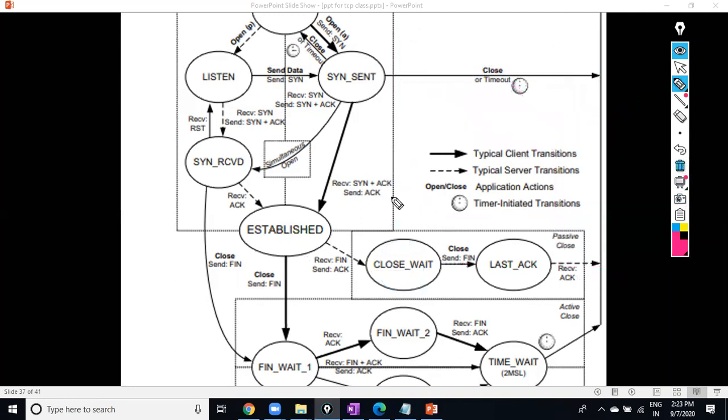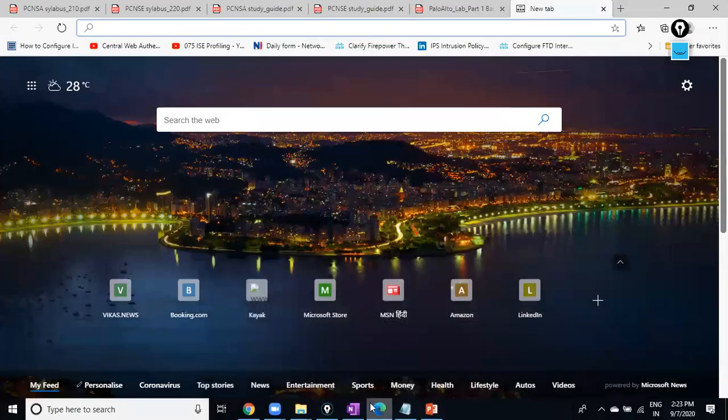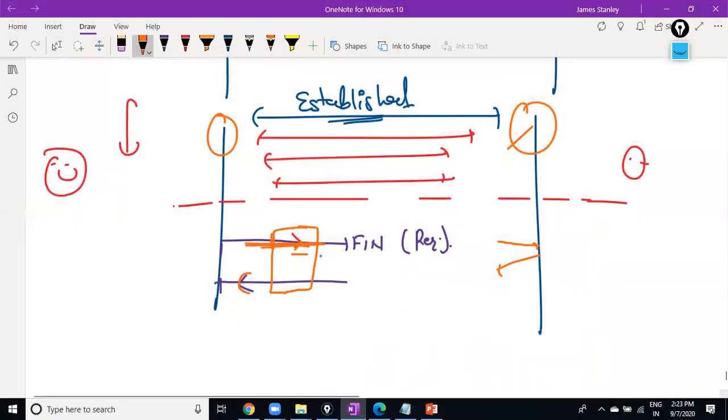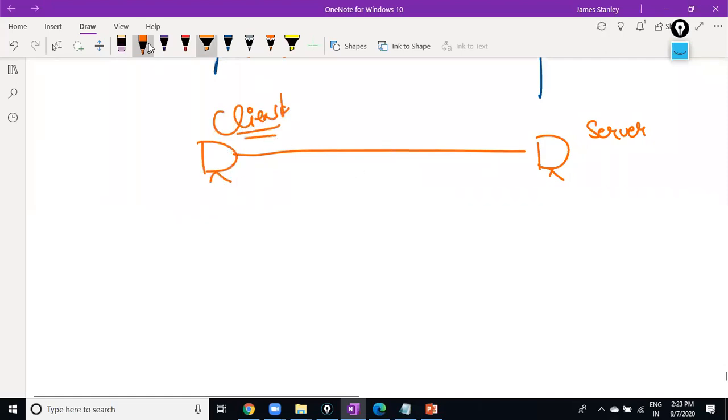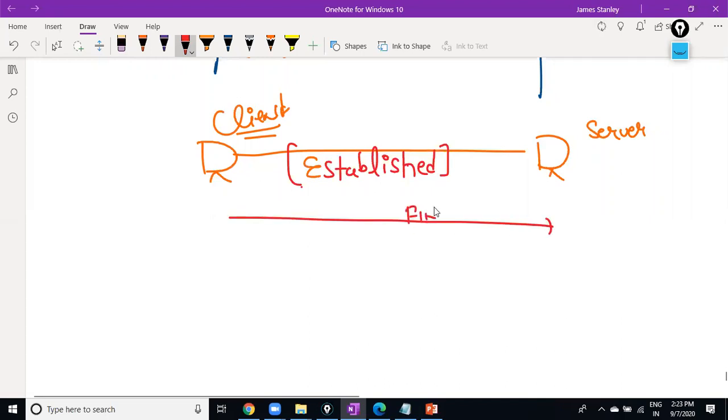Okay, consider all these things are happening on the server side. You are a server, I'm a server. This is the server here. This is the client here. Now, the connection is already established. This is established here. Now, first FIN packet. Okay, FIN is there. Let me acknowledge it. So this is known as close wait.